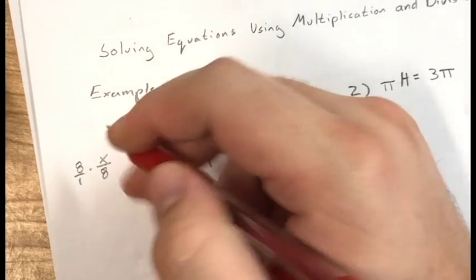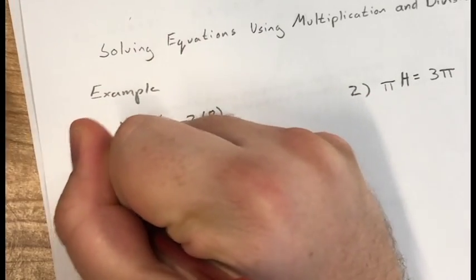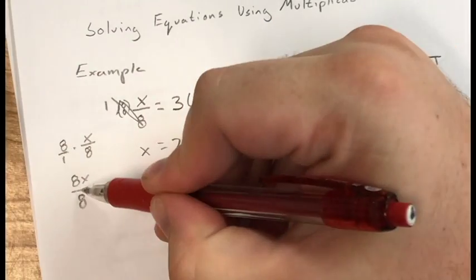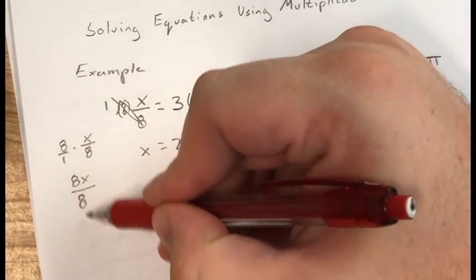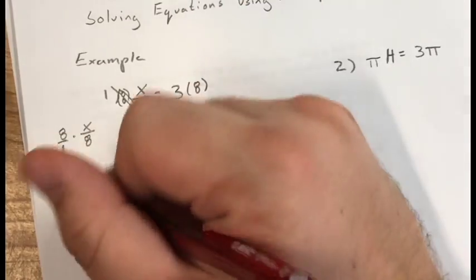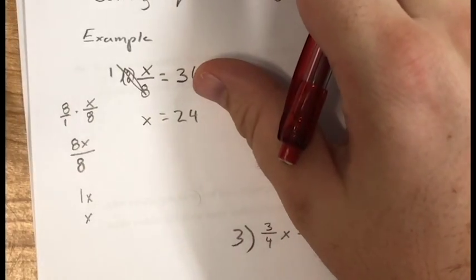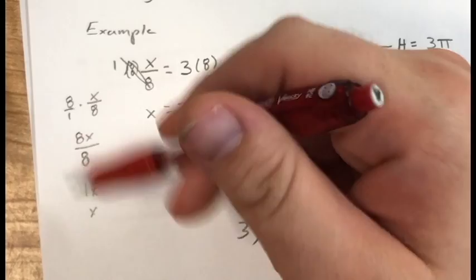And if I were to work this all out, it gives me 8x divided by 8, all right? Well, what do you think's happening to these two guys? Well, 8 divided by 8 equals 1x. Well, do I need that 1 there? No, so I can simply write x. So this is just a little review that you should understand.